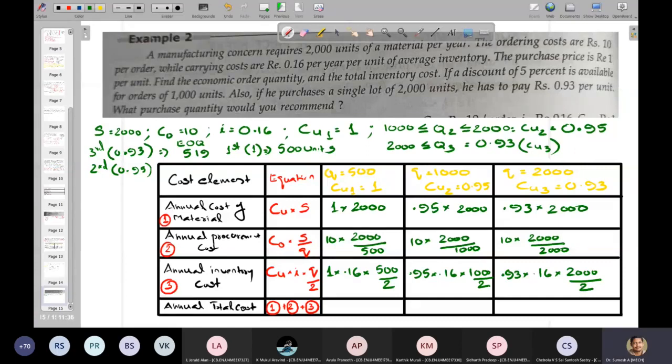I think the first value is 2080. You can check the value. Second is 1996. Third value is 2018.8. So which is advisable? The advisable is the lowest cost, that is the second criterion. Go for an order quantity of 1000 at a unit cost of 0.95.